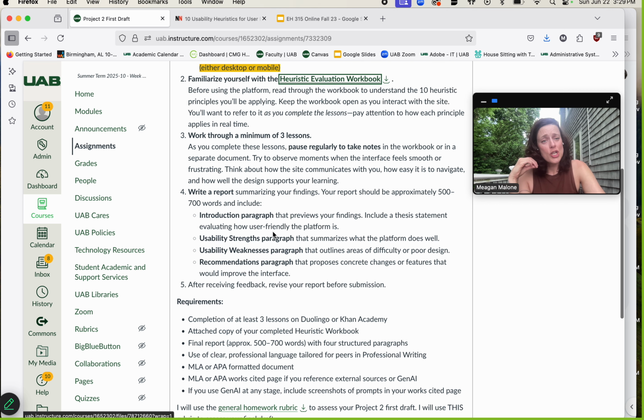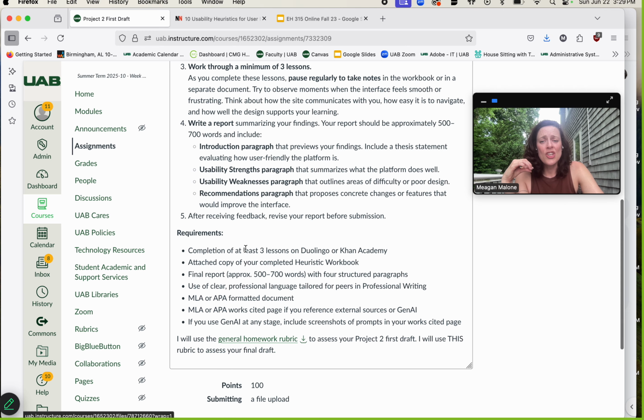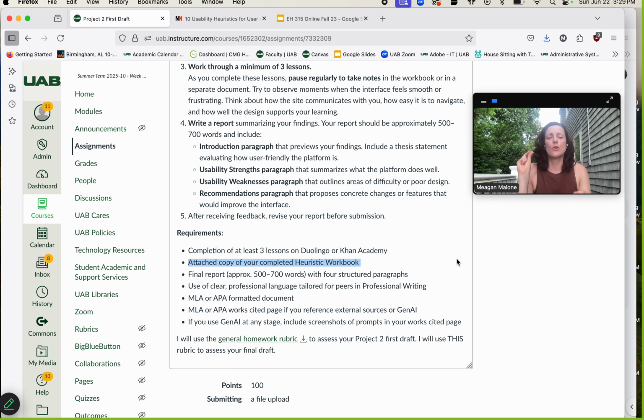So this is the project you have. At the end, you will have completed at least 3 lessons. You do need to attach a copy of your completed heuristic workbook. If you don't want to use that sheet that I gave you access to through the link, you can just take a screenshot or a picture of whatever you did use. Or maybe if you do it on a document, that's fine. Just download that and attach that as well.